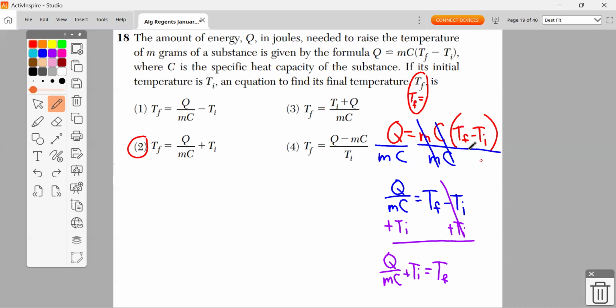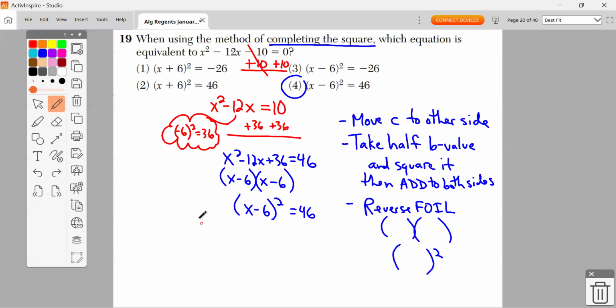Well, in that original equation, we have MC times TF minus TI. The opposite of multiplying is dividing. So divide by MC and divide by MC. Q divided by MC is just Q divided by MC. Now we have TF minus TI. To get the TF all by itself, add TI and add TI. You end up with that, which matches choice number 2.